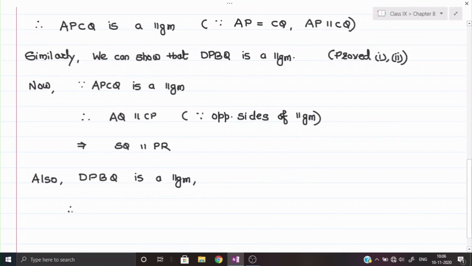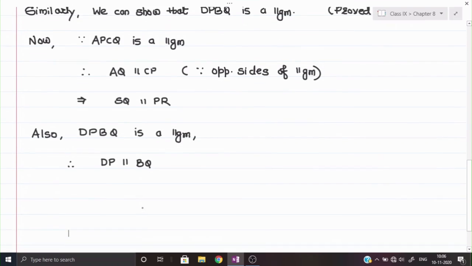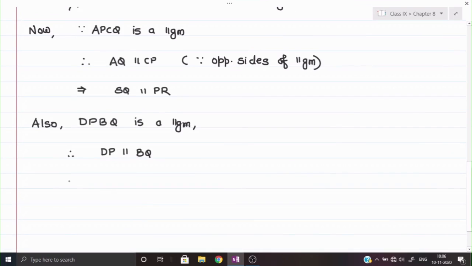Therefore, we'll write down DP is parallel to BQ. The reason would be the same, opposite sides of a parallelogram, so no need to write it again and again. So we can say that therefore PS is parallel to QR. And now you observe we got both pairs of opposite sides parallel in the quadrilateral PSQR.